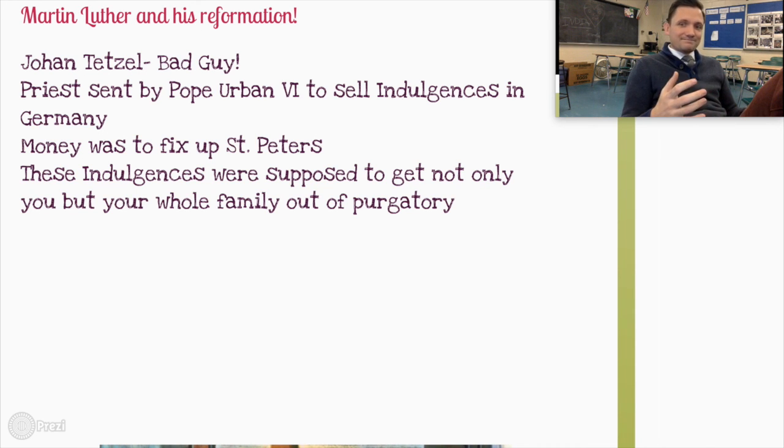enough. You know, Pope Urban, yeah, like my money shouldn't be used to make your house look better, right? So anyway, these indulgences were not only going to get you into heaven, but they were going to get your whole family into heaven that was in purgatory. So he's saying, like, the Cadillac indulgences. Can you do that? No. A priest does not have the authority to sell your family out of purgatory, right?